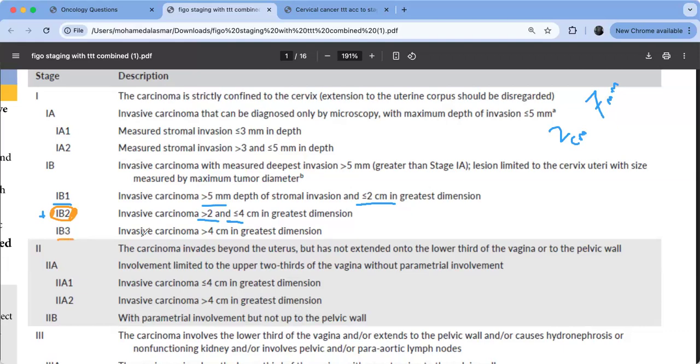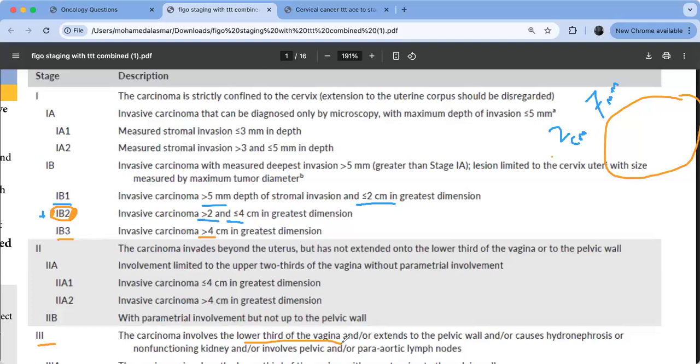1B3 is invasive carcinoma more than 4 cm in the greatest dimension. So you can imagine, this is more than 4 cm. This is big, right? In stage 2, the carcinoma invades beyond the uterus but has not extended onto the lower third of the vagina. Are the upper two thirds of the vagina near or far from the cervix? Near. So stage 2 is the upper two thirds of the vagina. Stage 3 is the lower third of the vagina.